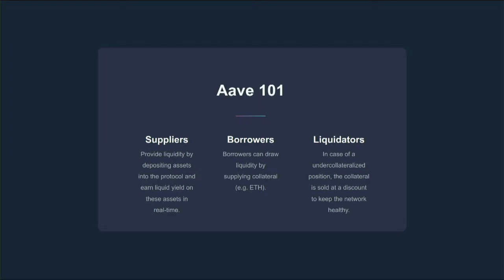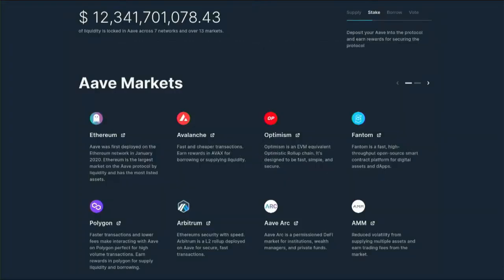The interest that the suppliers are earning is based on the interest that the borrowers are paying for their loans, and the interest rates of the loans are calculated algorithmically. This is why the AAVE protocol is called an algorithmic lending market. There is around $12 billion of total value locked in all the markets of the AAVE protocol.